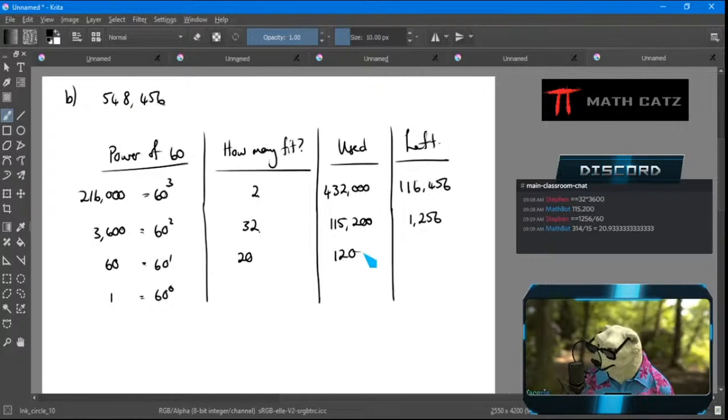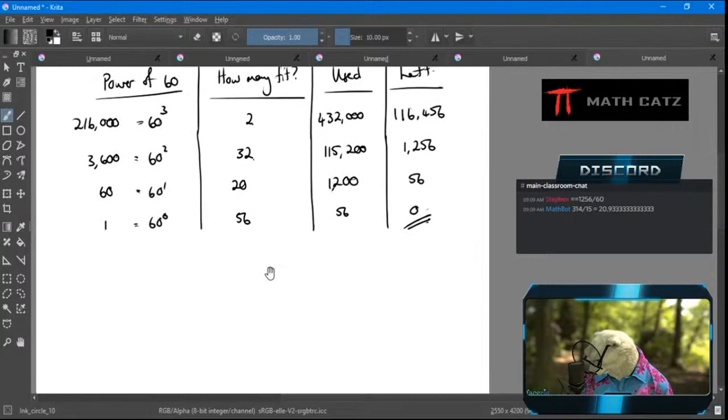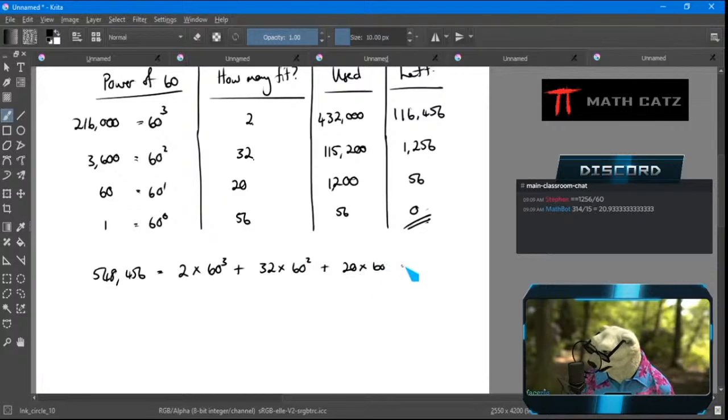Then I've used 1200 and I see I have 56 left. Not quite enough for another group of 60. It was close. But the ones will have to mop up all that is left, and nothing is left after that. So now I'm ready to say that my original number, which was 548,456, is 2 groups of 60 cubed plus 32 groups of 60 squared plus 20 groups of 60 plus 56 left over.